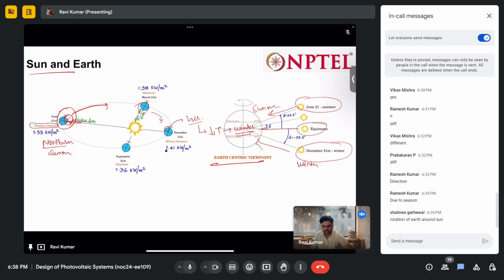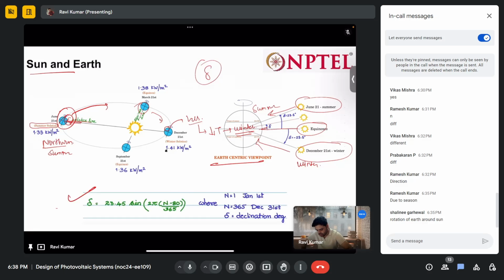So this way the rotation and the tilt angle of this earth cause the different seasons and cause the variation in irradiance. And we were talking about time of the year, and for time of the year we have a delta. How can we calculate this delta? This is the formula to calculate this delta. Write it down, this formula, because we will be utilizing it in solving many numericals.